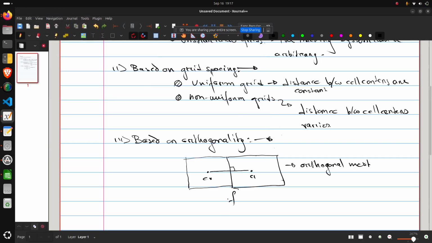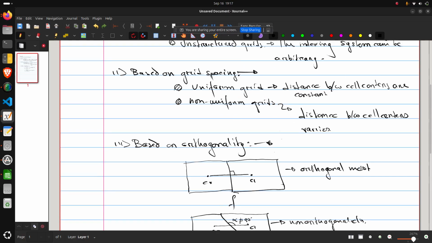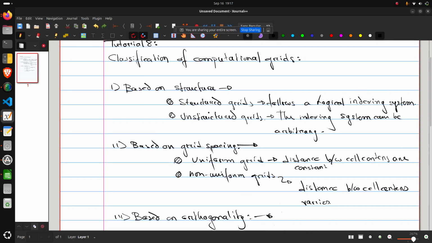And there can also be some cells like this, where the face is a little bit skewed. Here, if we join the two cell centers C0 and C1, we will see that this angle is not 90 degrees, it is not orthogonal. So these kinds of cells are called non-orthogonal cells, right.